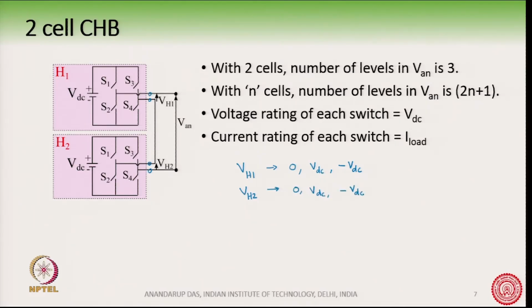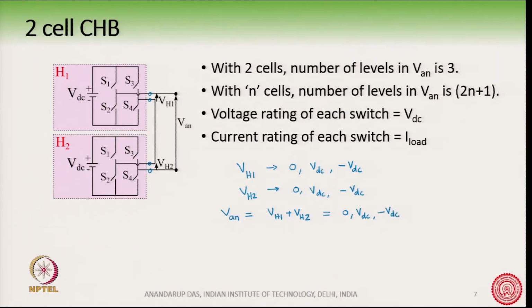Now, what is the voltage VAN? What is the voltage VAN? VAN is nothing but the sum of VH1 and VH2. So, we can make this sum. So, I take 0 here, suppose VH1 is 0. So, 0 plus 0 is 0. So, this is one possibility, 0 and VDC is VDC, this is the second possibility, 0 and minus VDC is another possibility.